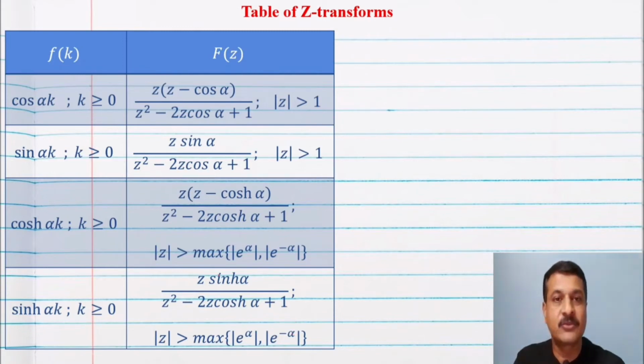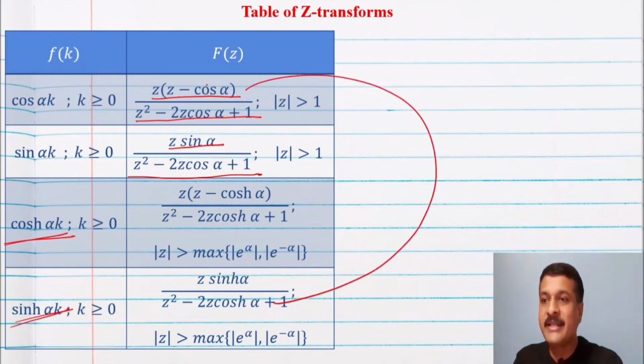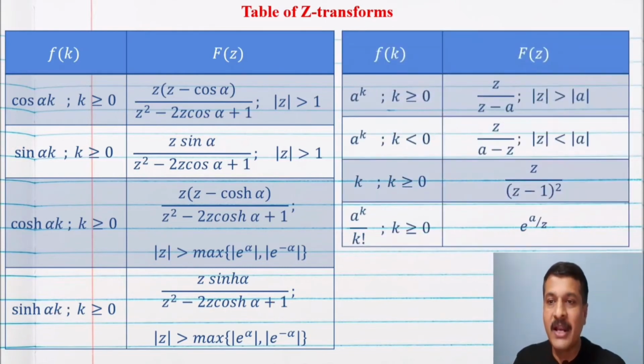So you can observe, it is easy to remember. If you see cos alpha k and sin alpha k, what is the denominator? z square minus 2z cos alpha plus 1. Here also z square minus 2z cos alpha plus 1. Same denominator, only the numerator changes. If cos alpha k, then the numerator is z into z minus cos alpha. And if sin alpha k, the numerator is z into sin alpha. And if we want to find hyperbolic functions, it is the same formula, only the circular function changes to the hyperbolic function. You can observe. Also you continue this table for a raised to k.